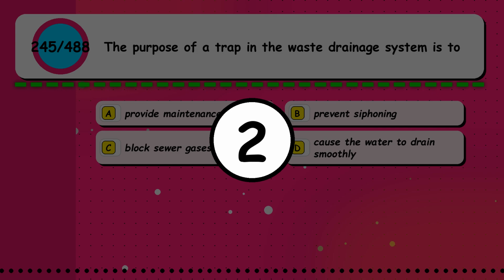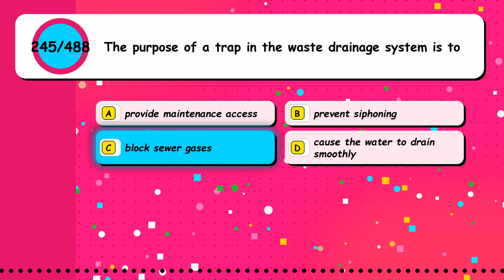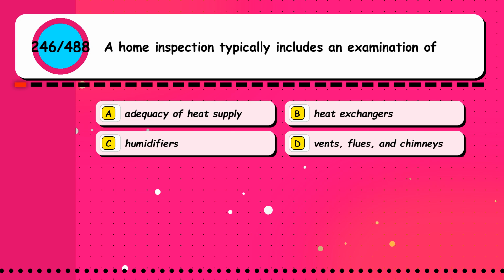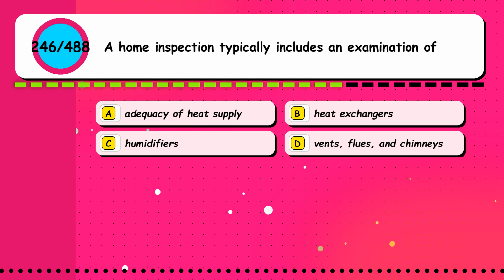The correct answer is option C, block sewer gases. C. Block sewer gases. Question 246. A home inspection typically includes an examination of Option A. Adequacy of heat supply. Option B. Heat exchangers. Option C. Humidifiers. Option D. Vents, flues, and chimneys.